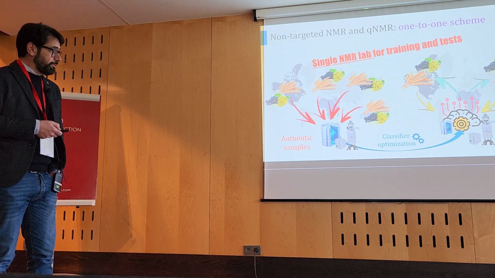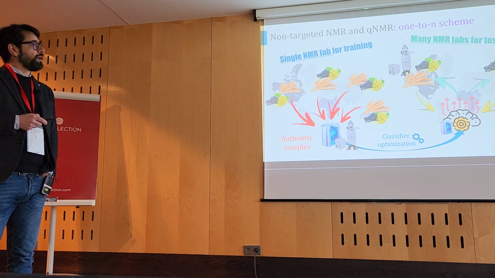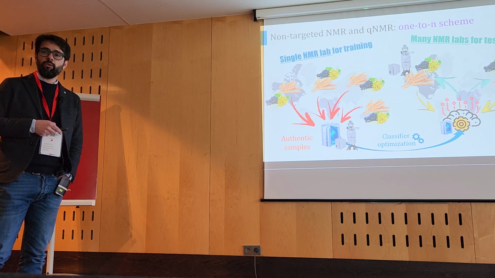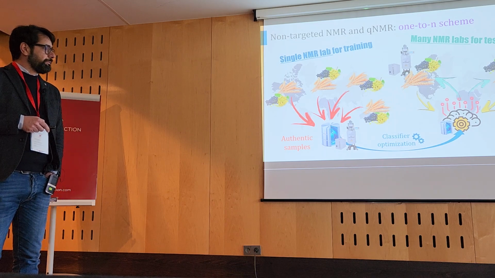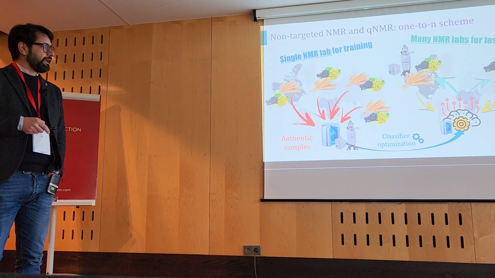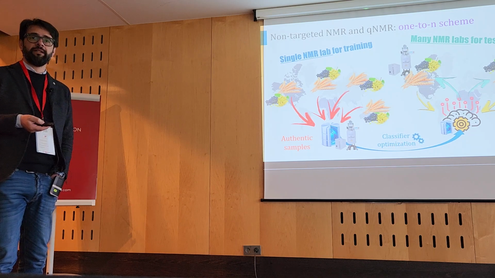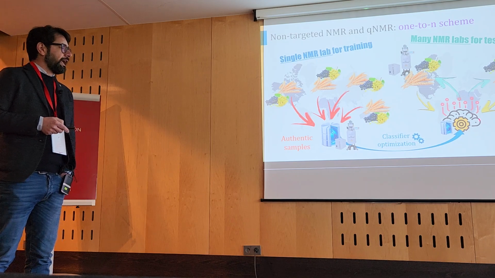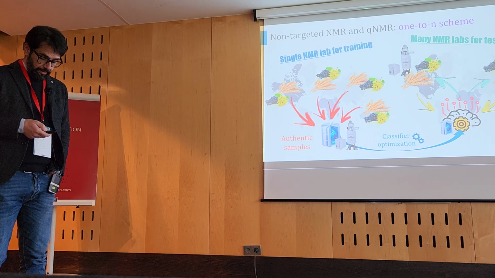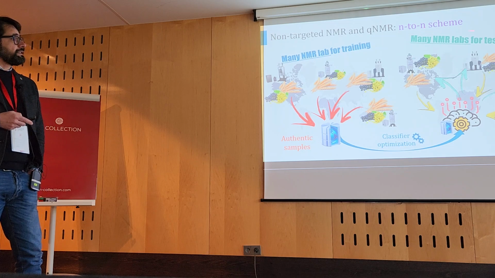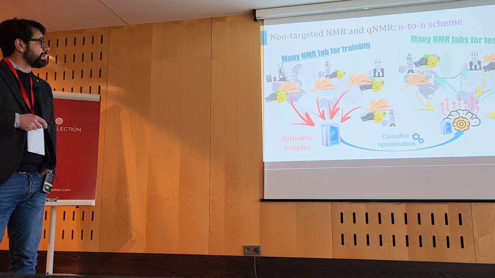This is the most popular one, but we are working on the development of a one-to-n scheme, where one spectrometer collects and analyzes all the samples, creates the database, and creates the classifiers, and then many laboratories can provide the spectra of unknown samples, and the algorithm gives the answer to many laboratories. But the third scheme, the n-to-n scheme, is our target in future studies.